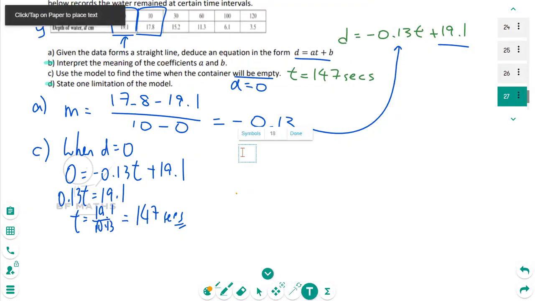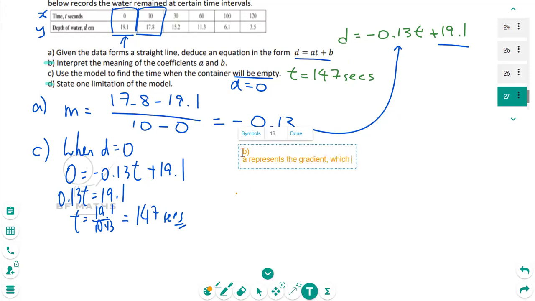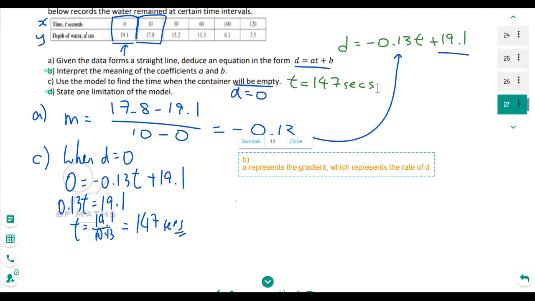So let me use a different color. Right, question B. So A represents the gradient, which represents the rate of. Now you can see the numbers going down. That means it's the rate of decrease. So it's the rate of, oops.